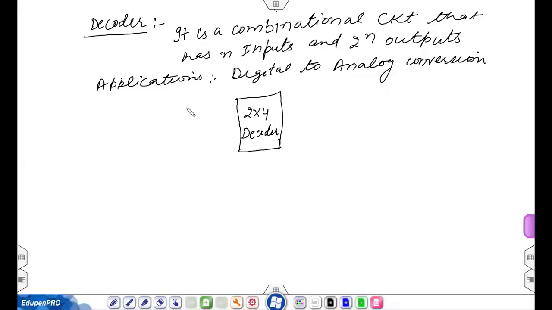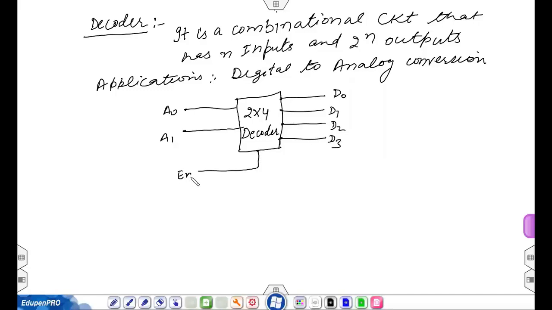What is the meaning of 2 to 4 decoder? It means it has 2 inputs and 4 outputs. Suppose I am writing D0, D1, D2, D3, any variables you can take, and one more variable is enable, E. Similarly, if you have n inputs, you may have 2 raised to power n outputs, and a 3 to 8 decoder will be used for binary to octal conversion.